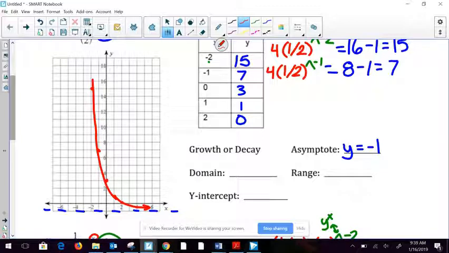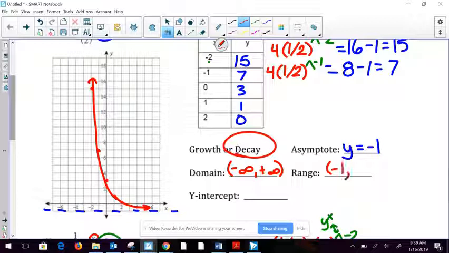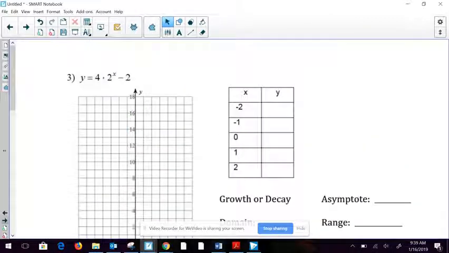Now we see that we're starting really big and ending really small, so that's what we call decay. Every single time my domain is -infinity to +infinity. My range starts with my asymptote, -1, and it shoots up to the sky, +infinity. And finally, looking at my table of values, where is x equal to 0? At 3, so 0, 3 is my x-intercept. Good job.